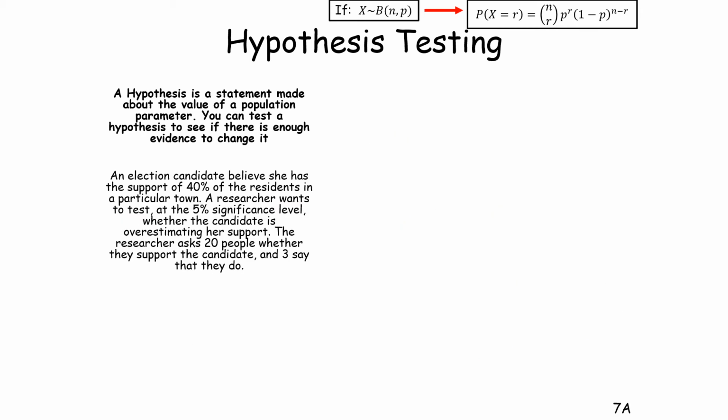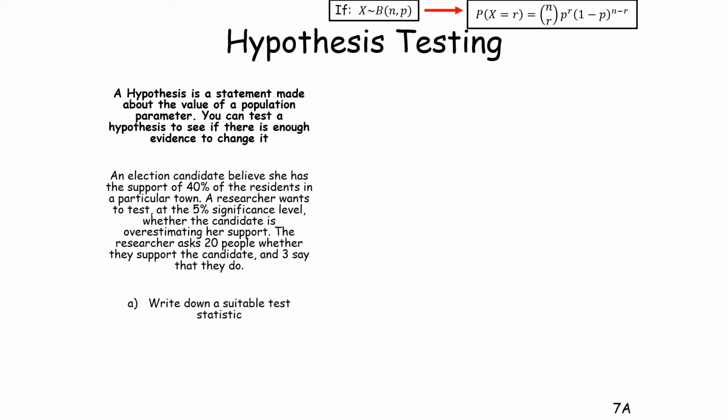So let's have a look at this example here. So here we're told an election candidate believes she has support of 40% of the residents in a particular town. A researcher wants to test at 5% significance level whether the candidate is overestimating her support. The key word here is she is overestimating her support. So the researcher asked 20 people whether they support the candidate, and 3 of them say they do.